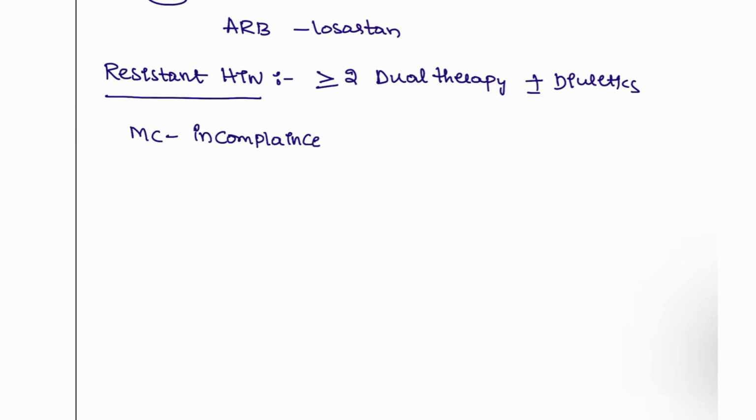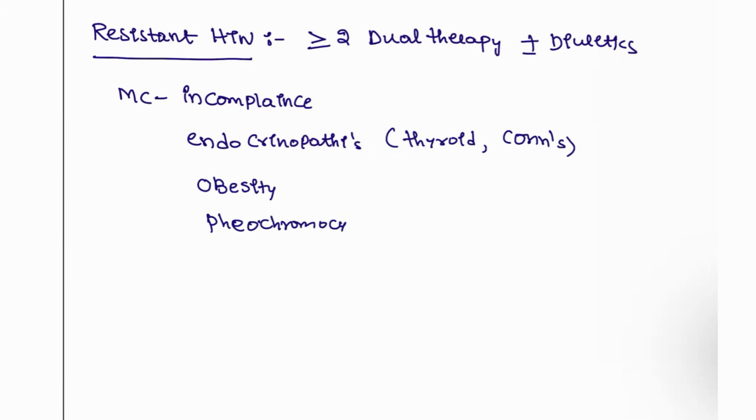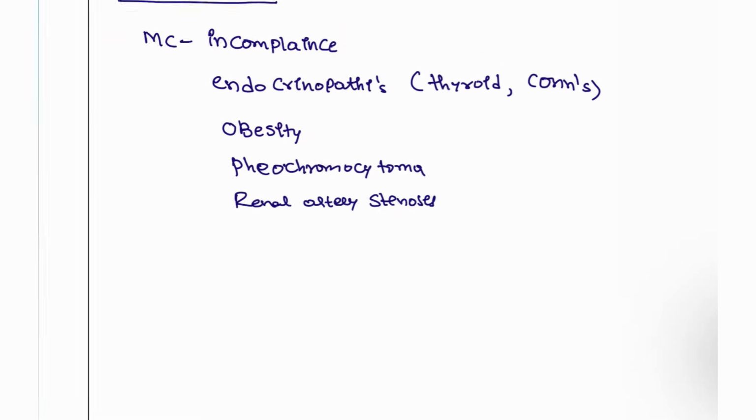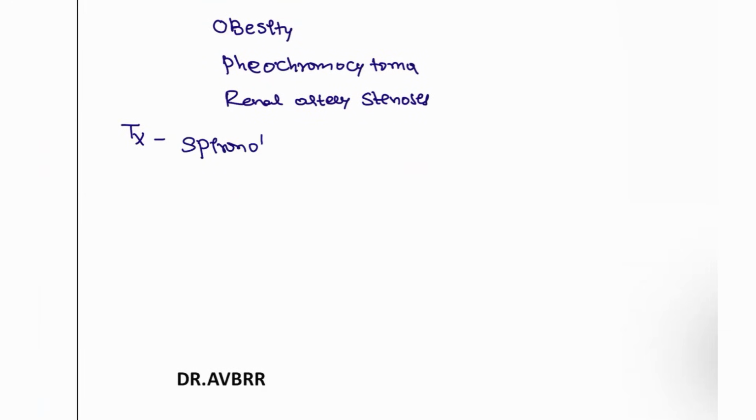What about the other causes? Endocrinopathies. What are the endocrinopathies associated with resistant hypertension? Either it could be thyroid conditions or Conn's syndrome, the aldosterone syndrome. And also those suffering from obesity and pheochromocytoma, these are some of the causes that you have to remember for resistant hypertension. And also renal artery stenosis can be seen as resistant hypertension. Then what is the treatment for this patient? The treatment will be spironolactone. Spironolactone is the drug of choice for resistant hypertension.